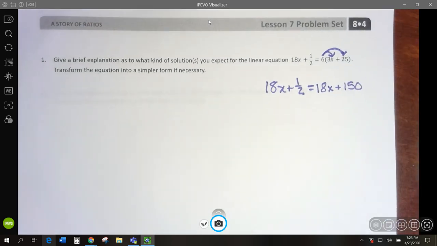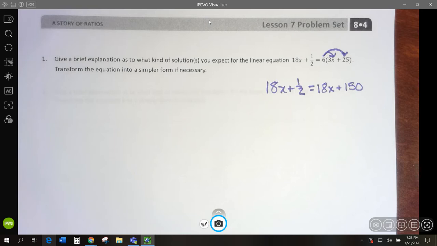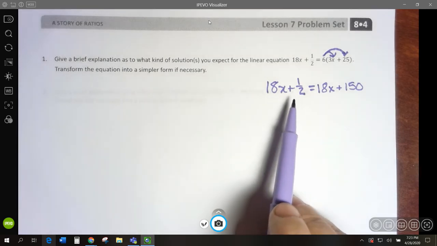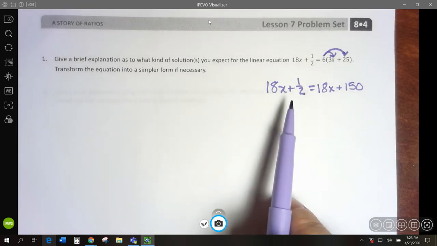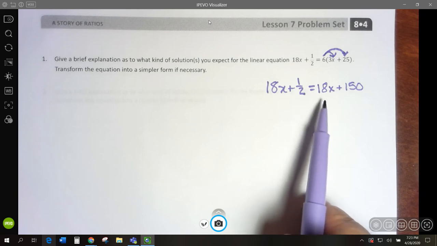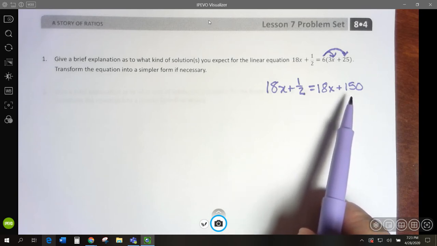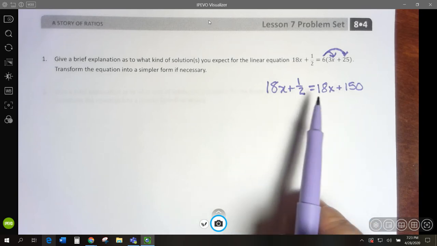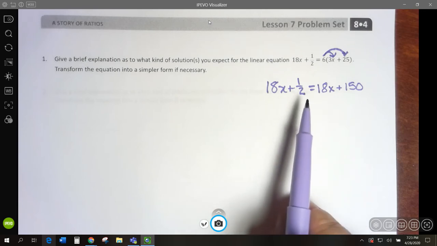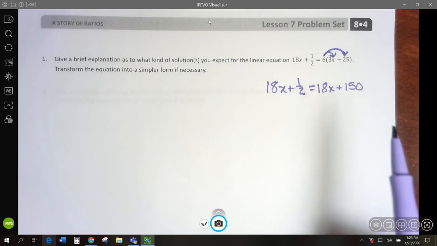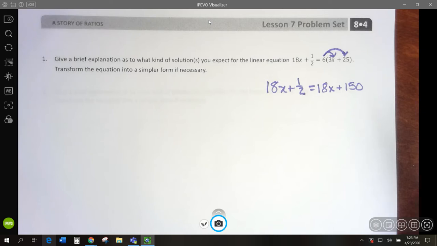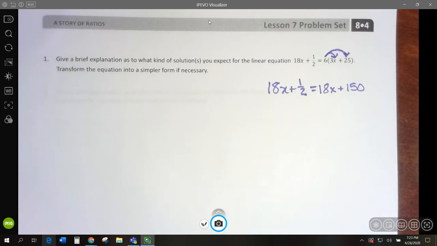Well, I'm looking at this right now. If I have 18x and I add half to it, would that be the same as having that same 18x and adding 150 to it? I don't think there's any number x where if one time we add a half and another time we add 150 we get the same answer both times. So I'm going to assume right now that this is going to be no solutions. But just to guarantee that, let's go back.